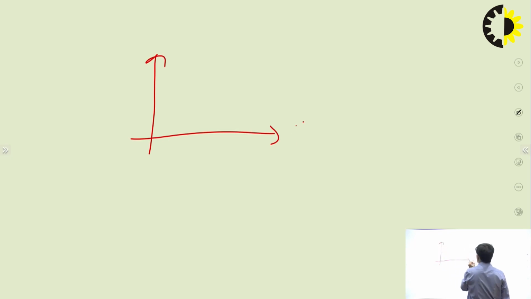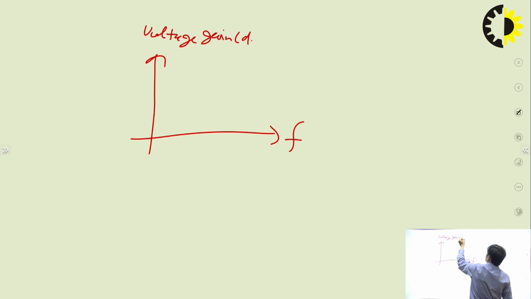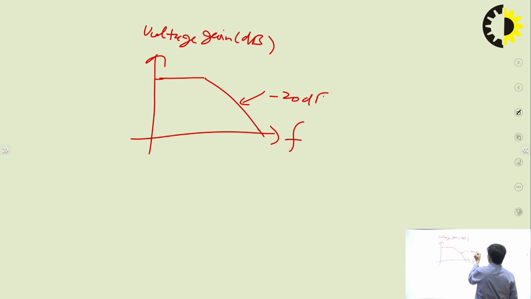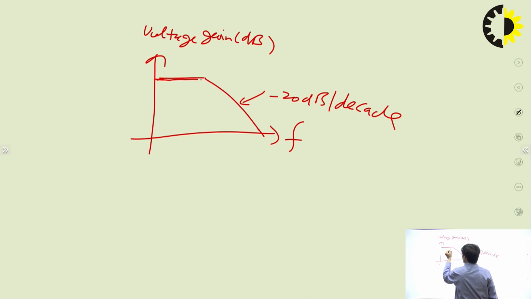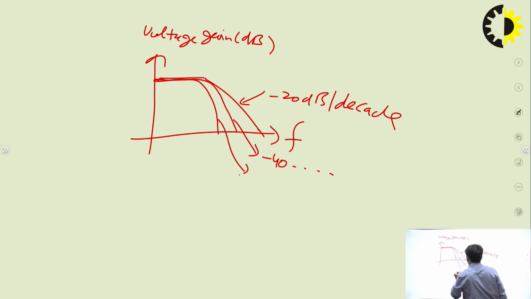Now coming to the higher order filters, one thing I want to mention here is, with the help of the frequency response, on the x-axis there is frequency, on the y-axis it is voltage gain in dB. For example, this is the frequency response of the first order low pass filter. First order low pass filter means the roll off rate will be minus 20 dB per decade. For second order low pass filter, the roll off rate is minus 40 dB per decade. For third order, minus 60 dB per decade. For fourth order filter, the roll off rate will be minus 80 dB per decade.